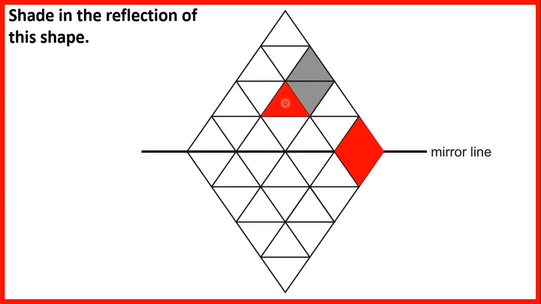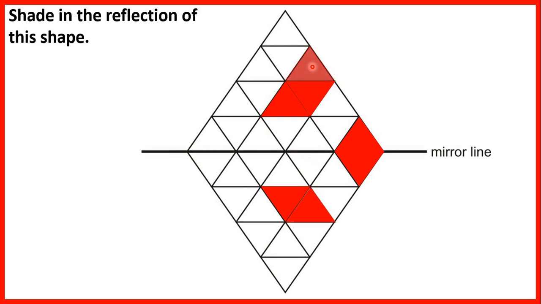Now for this triangle here, we can see that from the mirror line, we go past a triangle and then shade. So going down from the mirror line, we go past a triangle and then shade. For this triangle here, from the mirror line, we go past a triangle and shade. So going the other way, going down, we go past a triangle and then shade.